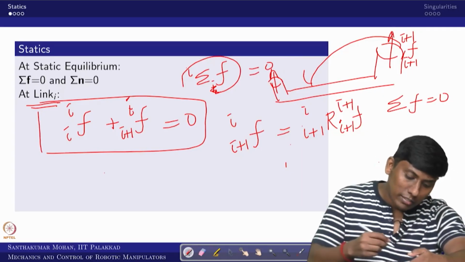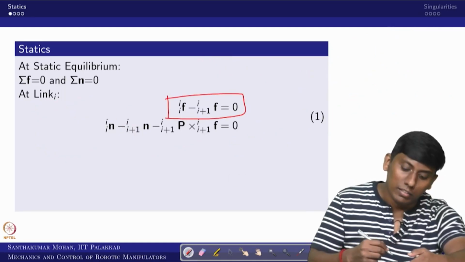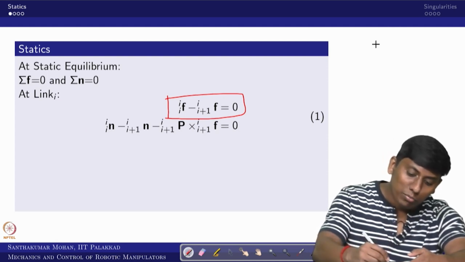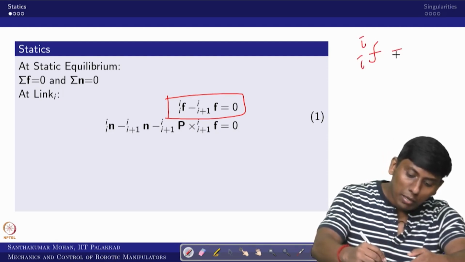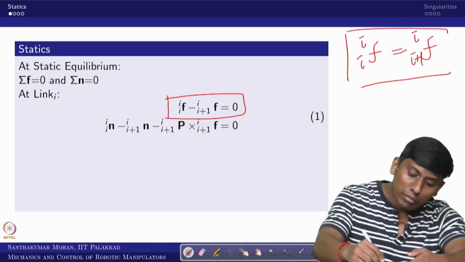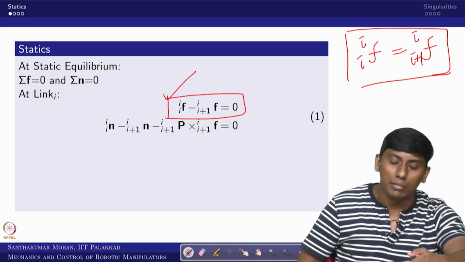So if that is the case, what will you get? You will get this relation. As I said, the sign is up to us. We assume that f from i to i is supposed to be equal to f from i plus 1 to i. Then only this equation would be valid. So we are taking it this way, and we are using this equation.